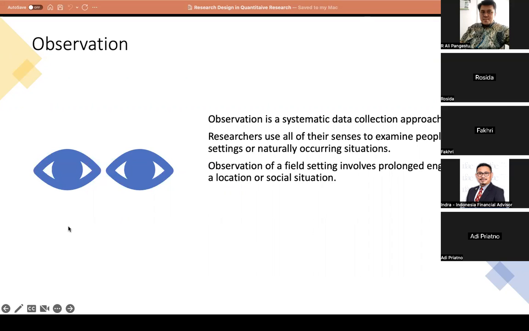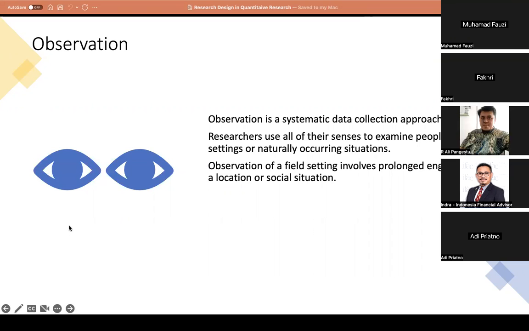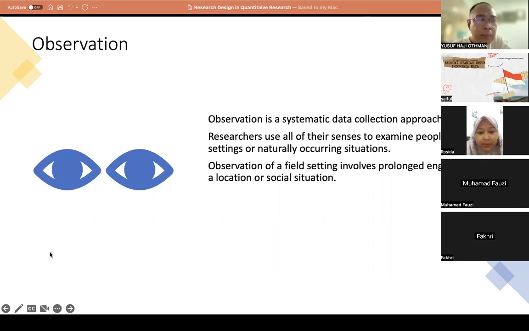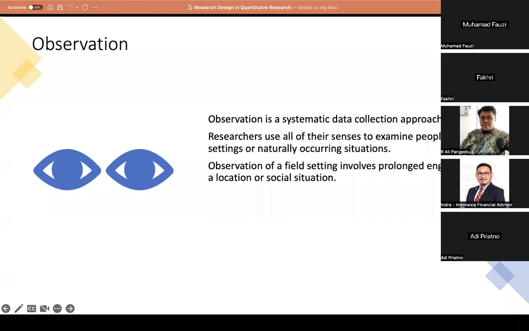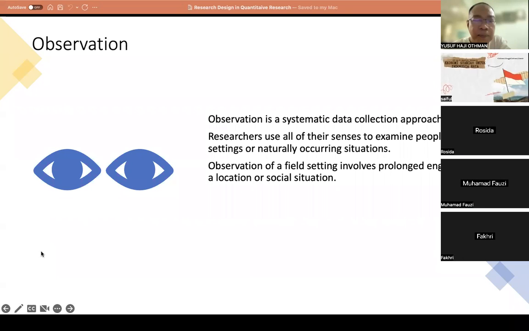Okay, so Bu Rusida is using secondary data. Yes, Prof. Okay, the constraint with secondary data is accessibility. Meaning some of the data might not be accessible because of confidentiality.